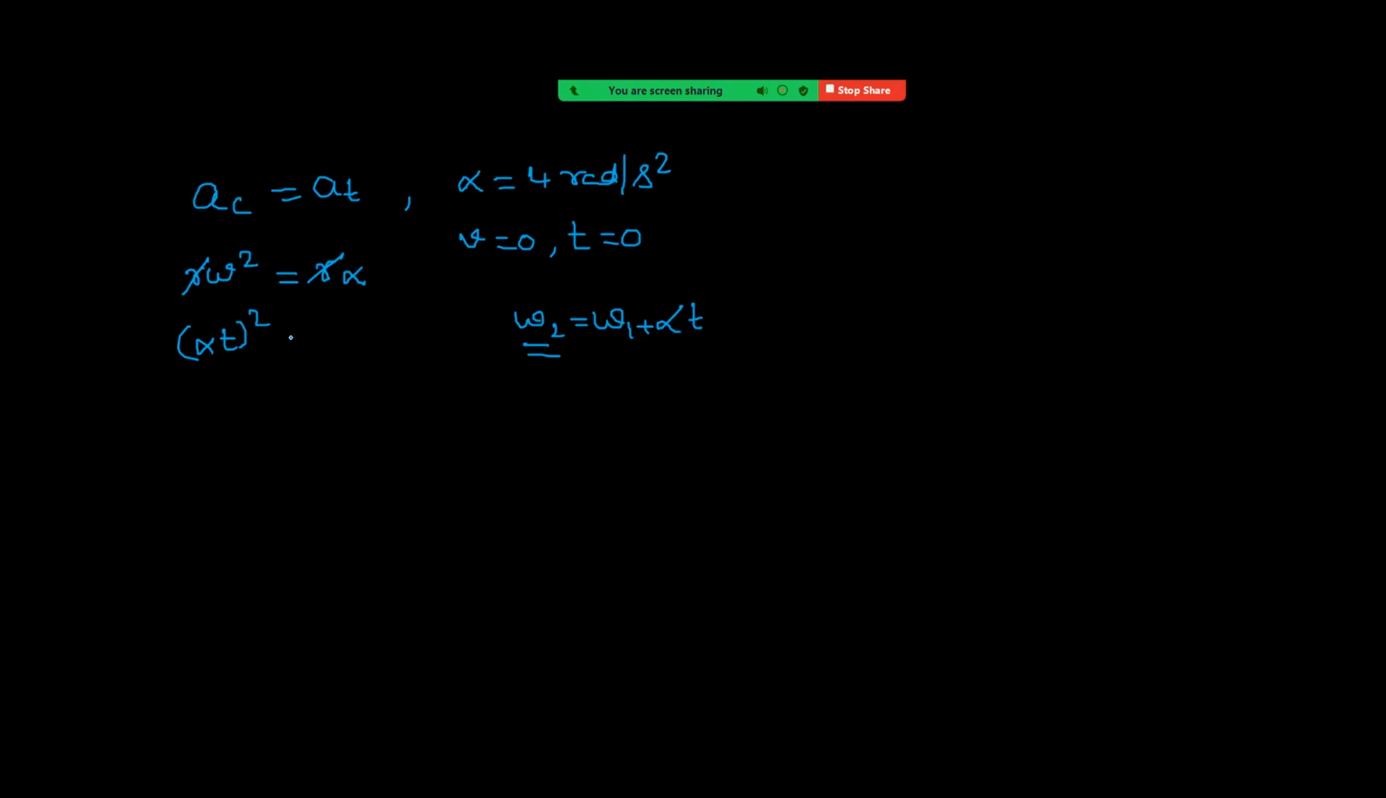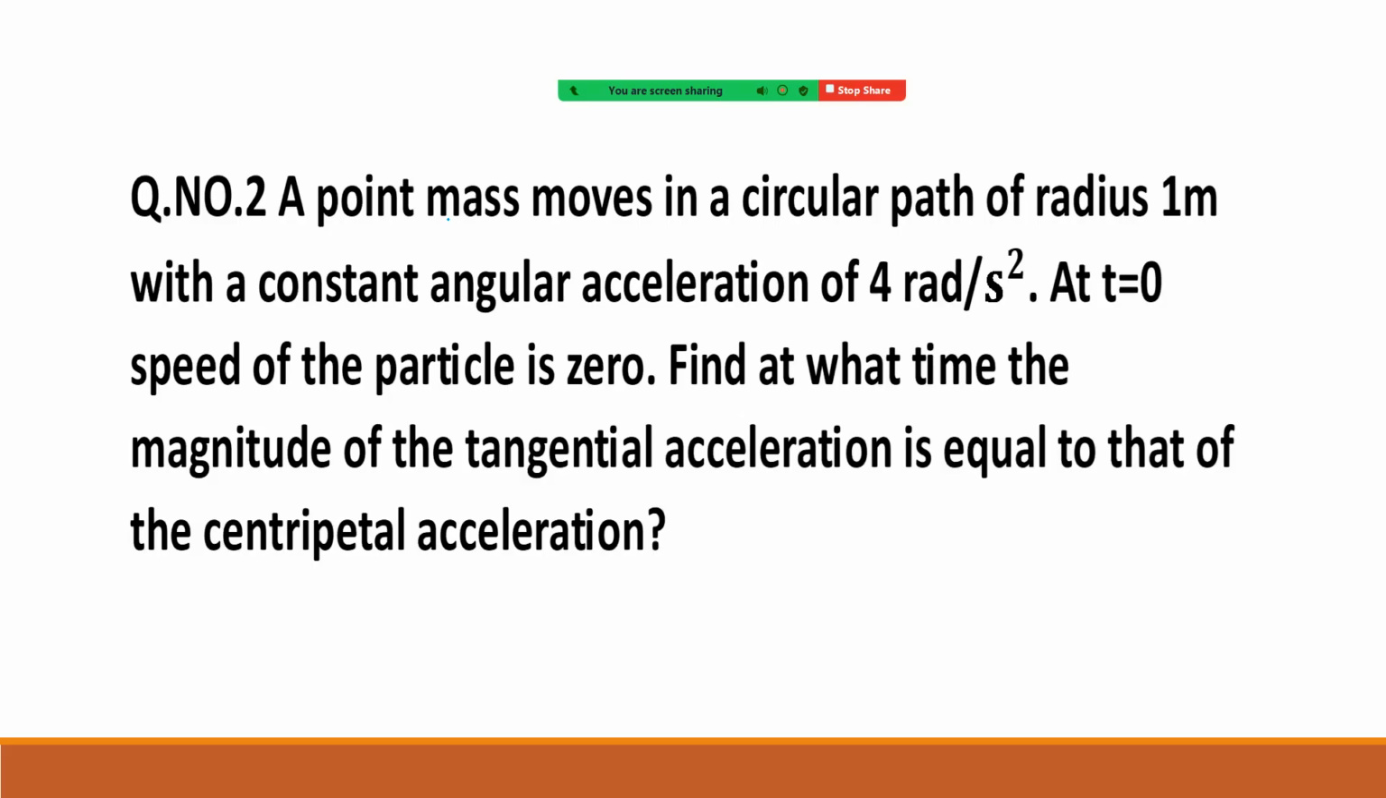So alpha t whole square equal to alpha. That means alpha square t square, so t square is equal to 1 by alpha. So t equal to root of 1 by alpha. And alpha how much is given? 4. That means it is now 1 by 2. Means when t equal to half second, their magnitudes are equal. Okay, see next one.